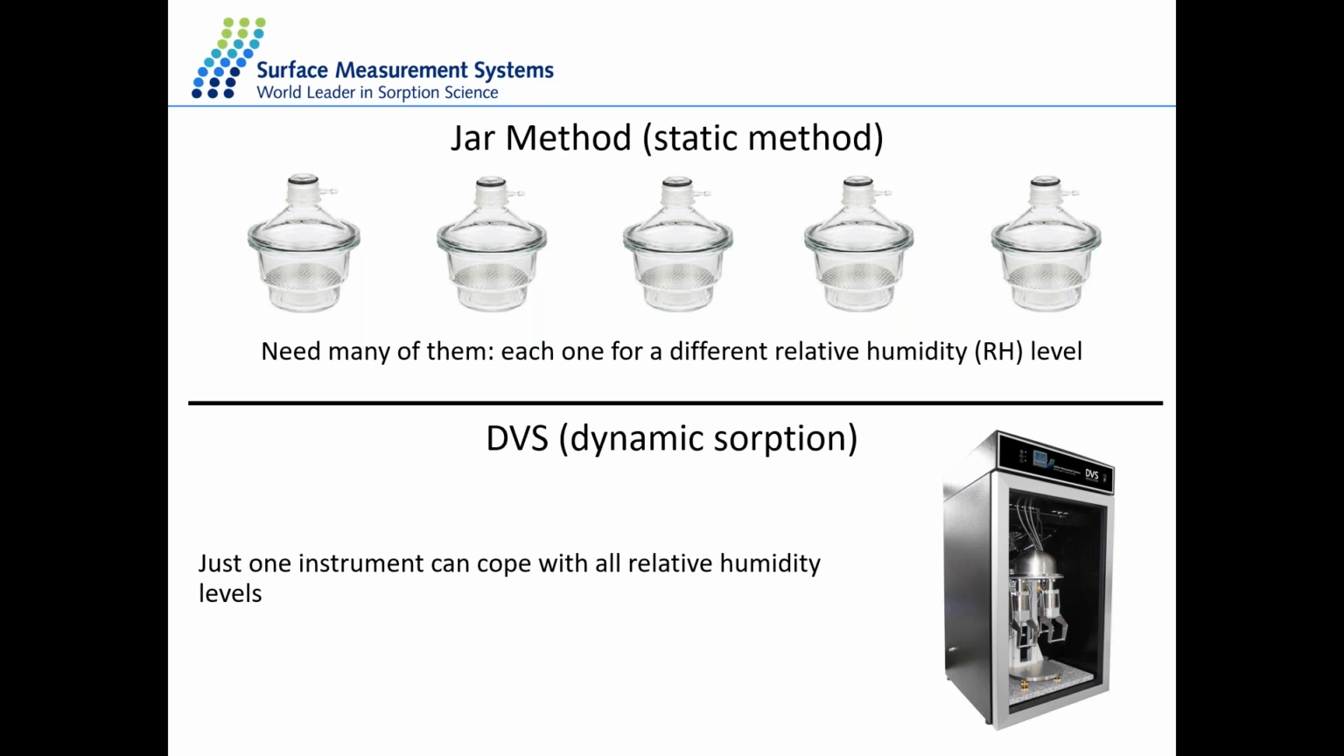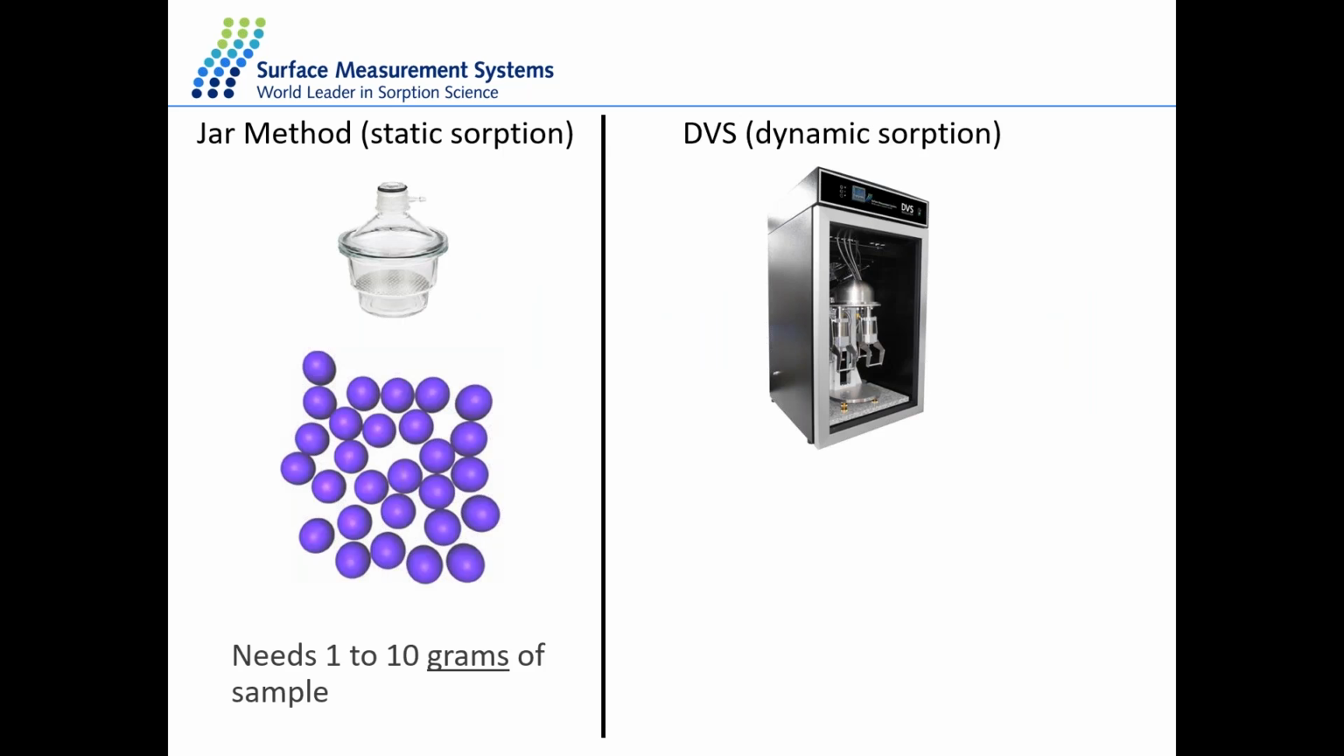So we have a carrier gas that pushes molecules on the surface of the sample, and we also have a microbalance that constantly reads the mass of the sample over time. So what we can do is load the sample, create a method, and collect data without ever interacting with the machine until the experiment is completed. So what's the difference between these two techniques?